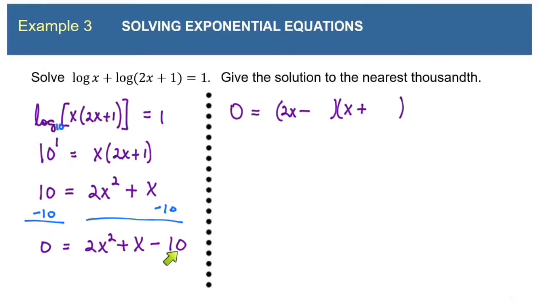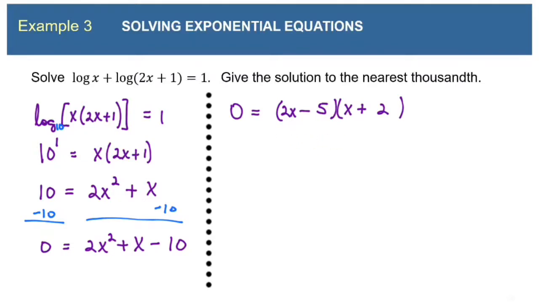And now 10 is either 1 times 10 or 2 times 5. I'm going to guess that it's 2 times 5. Of course, I can't put the 2 here because that would create a GCF. So I'm going to try the 5 here and the 2 here. And let's see what happens. So how will I know that this factoring is correct?